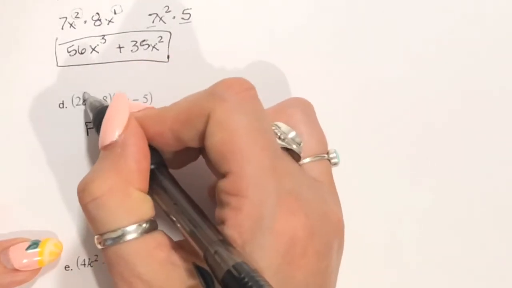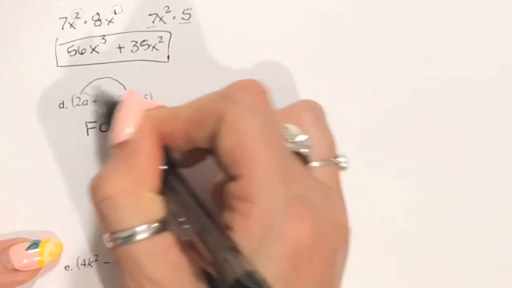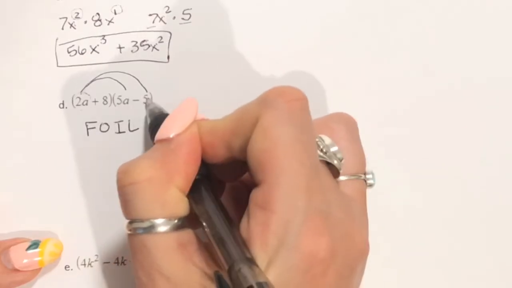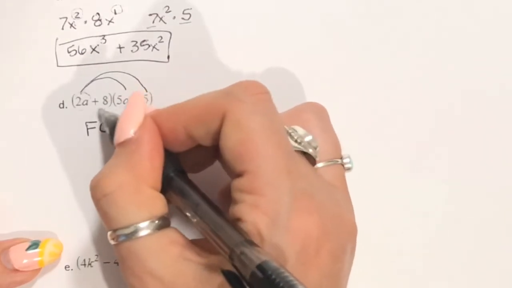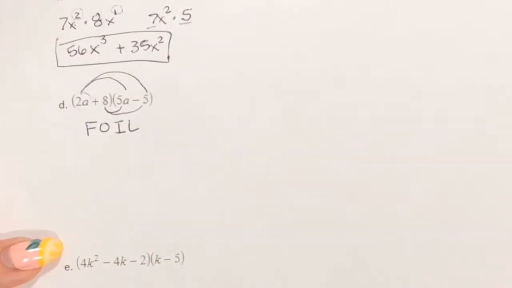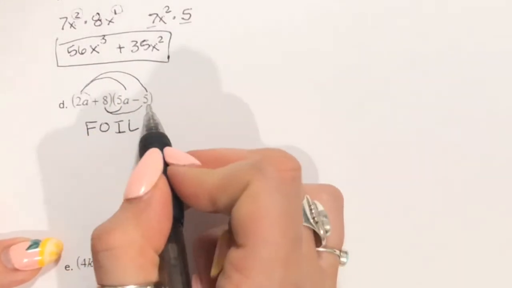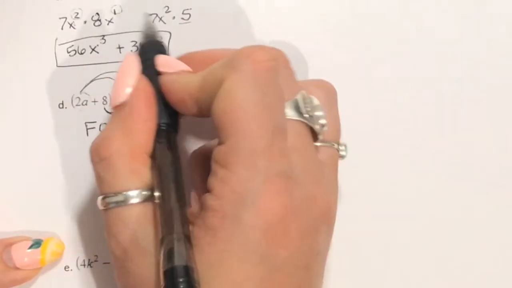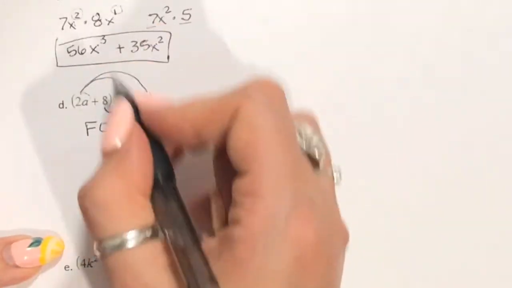So first I'm going to distribute this 2a into both of these, the 5a and the 5. But I'm also going to distribute the 8 into the 5a and the 5. So we get kind of the little rainbows on top and bottom. So I'm not going to write this step out again this time. I'm just going to do it in my head as we go.